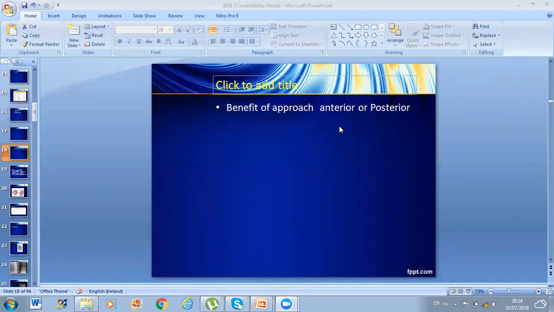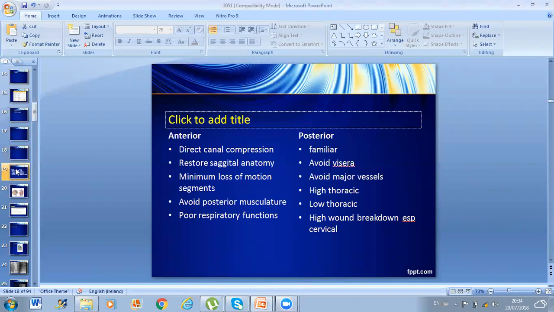What about posterior approach then? Neurovascular structures are safe because we are not playing with them. Yes, but in anterior approach there is direct canal decompression. We can restore sagittal anatomy more easily. There is a minimal loss of motion of segments.